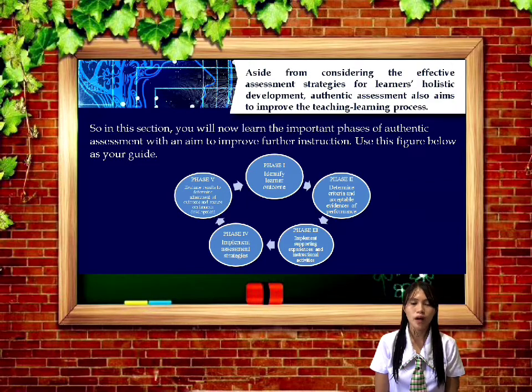So in phase 1, it is identifying the most important knowledge and skills that students should be able to demonstrate in an activity as a result of their learning activities. So next, in phase 2, determine criteria and acceptable evidence of performance.